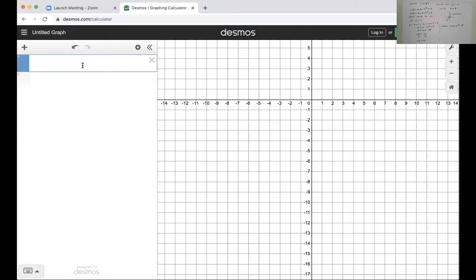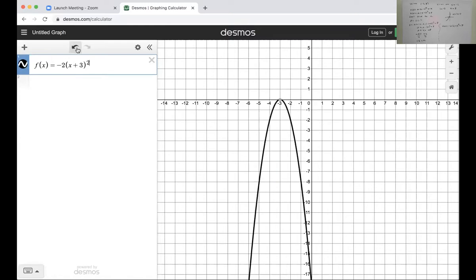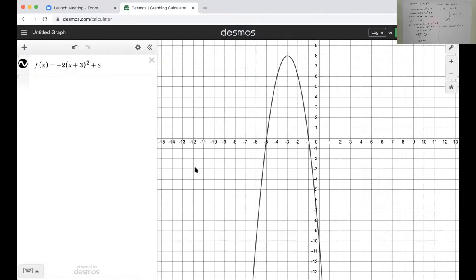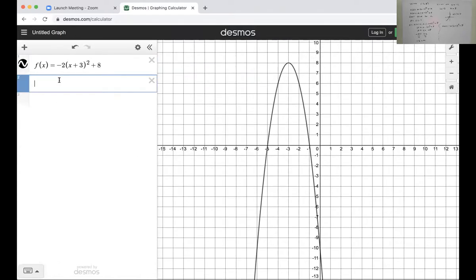So what do we have here? We have f(x) = a, where a = -2, times (x + 3)^2 + 8. Is my vertex (-3, 8)? What do you think? Looking at the picture, that looks pretty good. So indeed, that appears to be our vertex. The function achieves a relative maximum of 8 at x = -3.